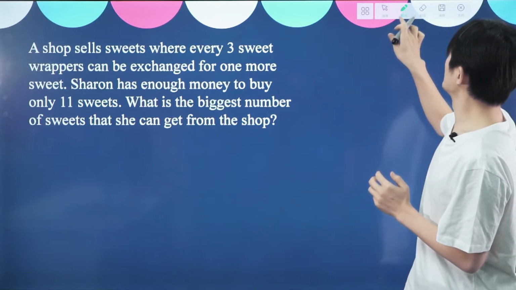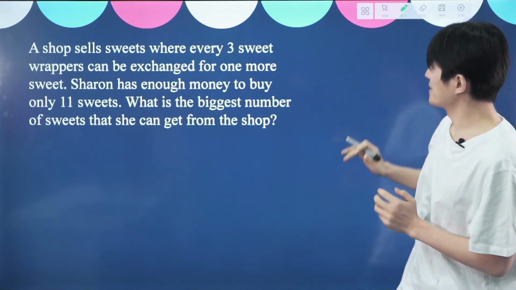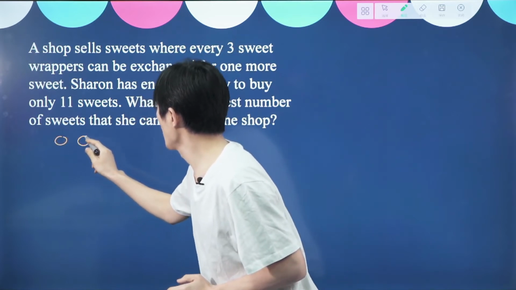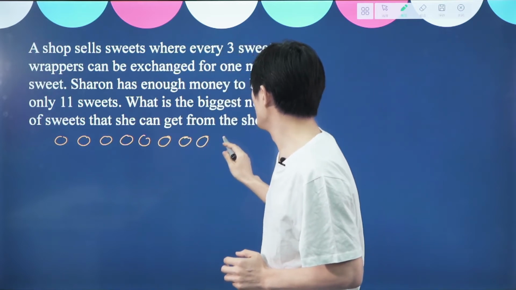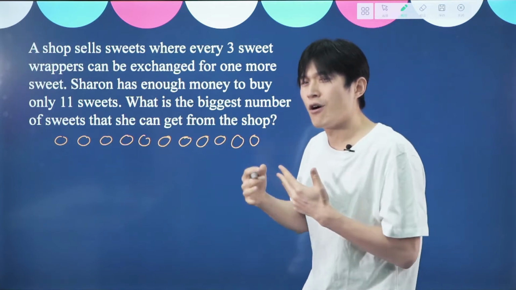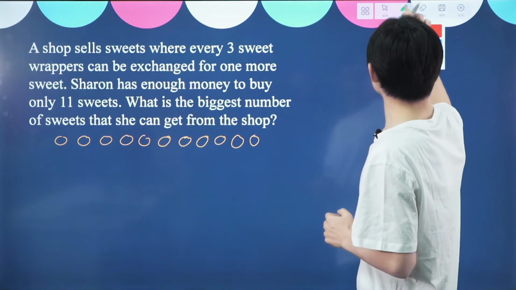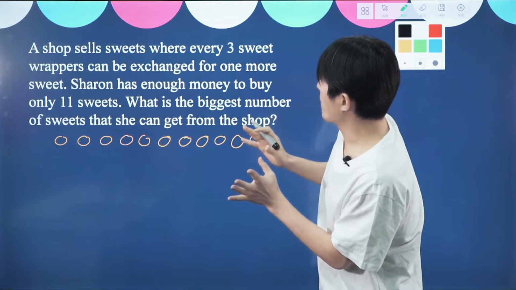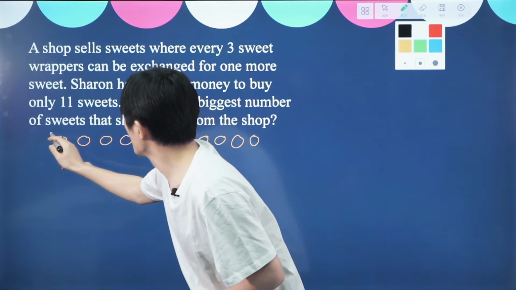Here we go. First, let's have 11 candies. I have 1, 2, 3, 4, 5, 6, 7, 8, 9, 10, 11. So let's finish all the candies. And then we can use the sweet wrappers and exchange the wrappers for more sweets. So 3 wrappers for 1 sweet.